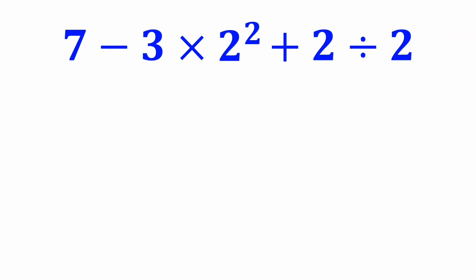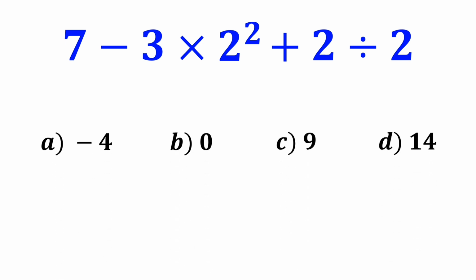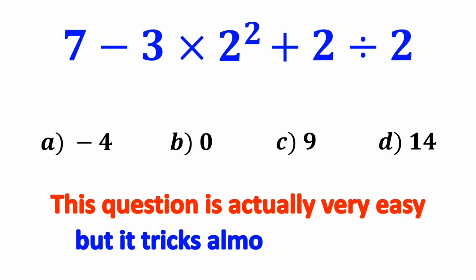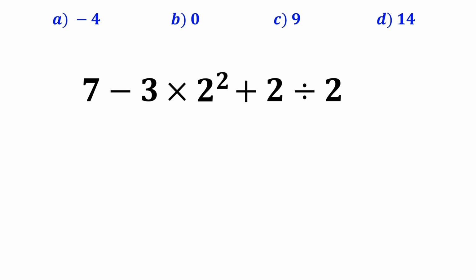What is the value of the expression 7 minus 3 times 2 to the power of 2 plus 2 divided by 2? Which option do you think is the correct answer to this question? This question is actually very easy, but it tricks almost everyone. Let's take a closer look and solve it together.